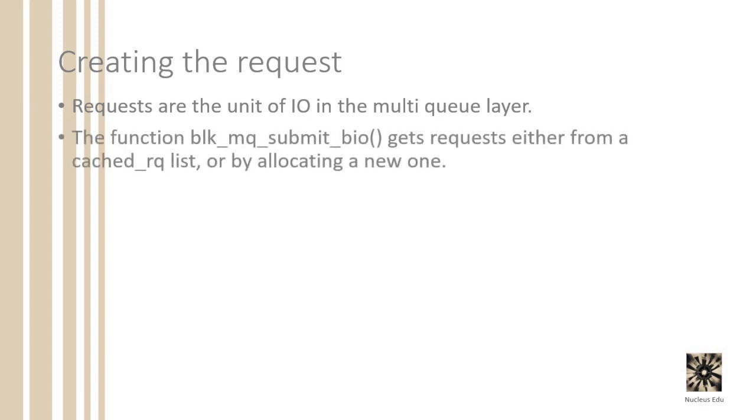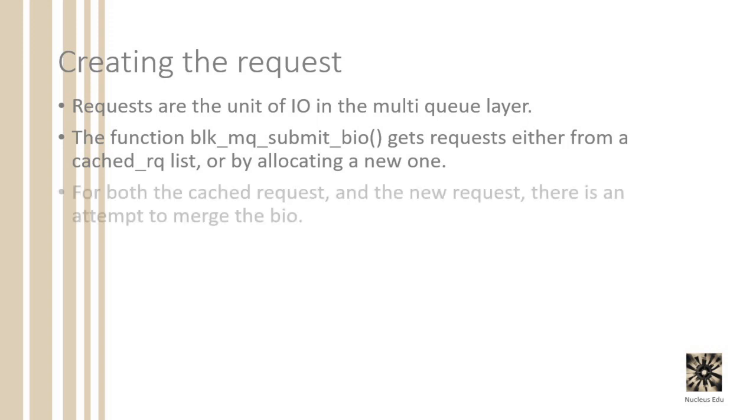Next, we're going to look into the creation of requests. So the requests are the unit of IO in the multi-queue layer, right? So the function that we're looking into, block_mq_submit_bio, either gets requests from a cached_request list or by allocating a new one. For both the cached request and the new request, there is an attempt to merge the bio.